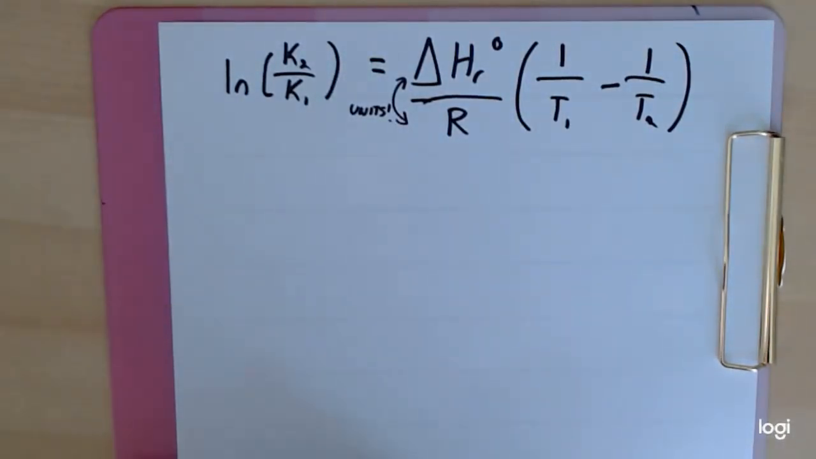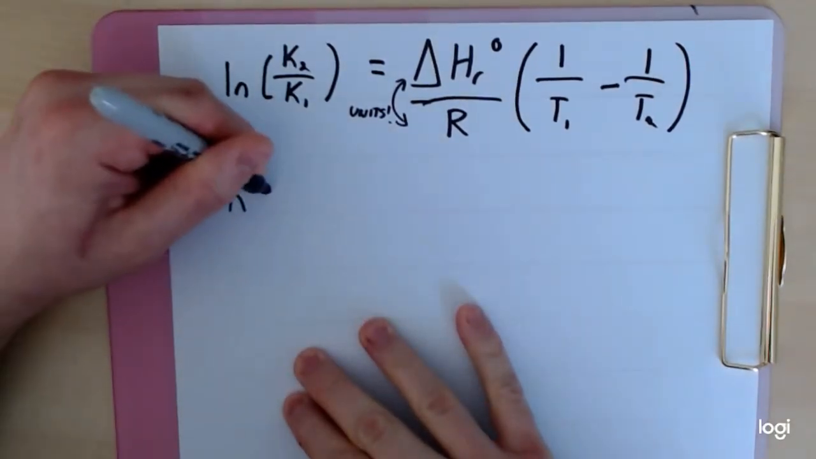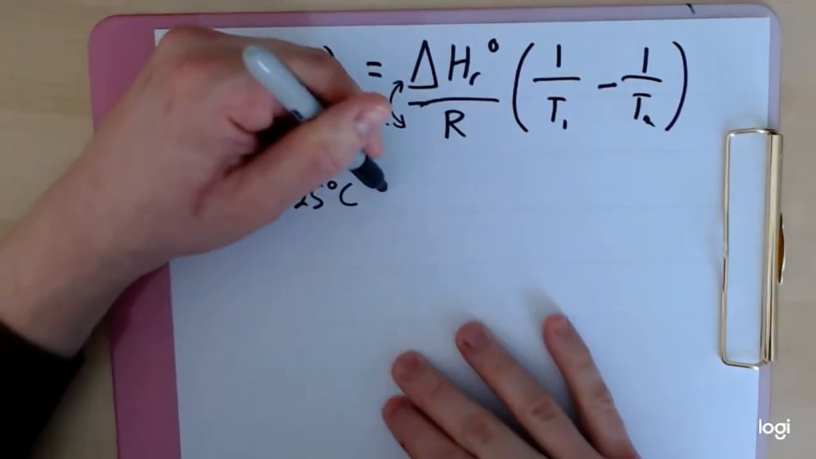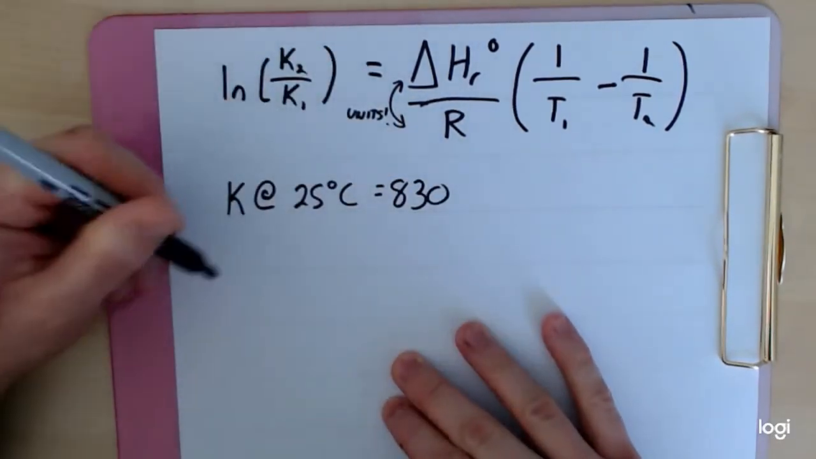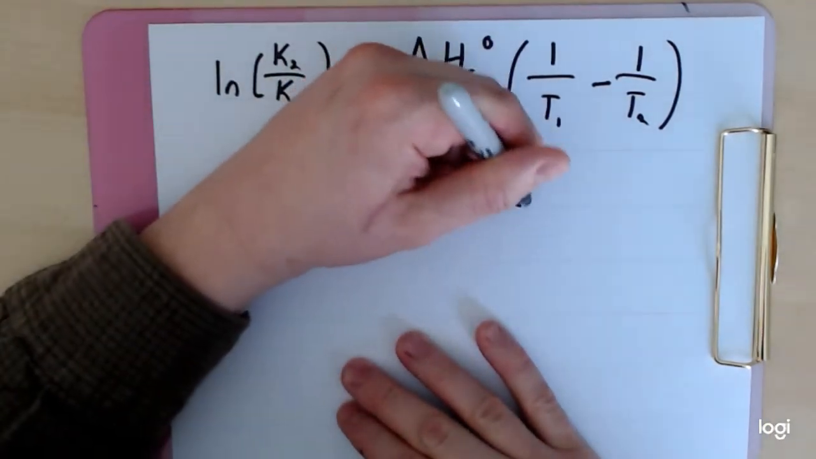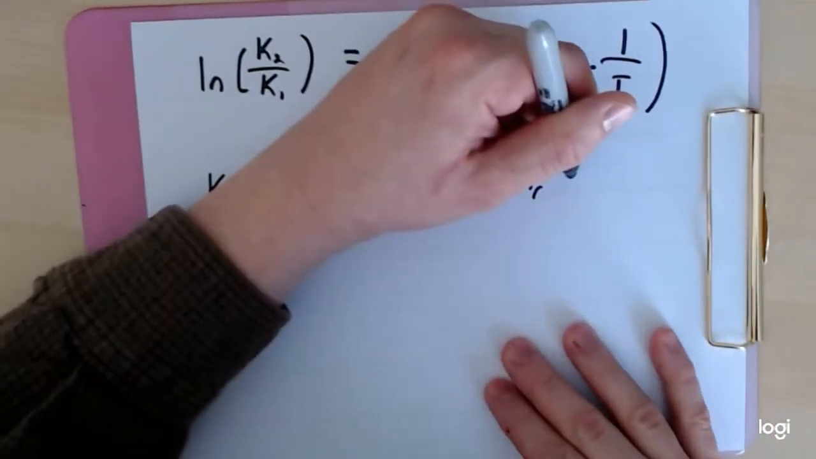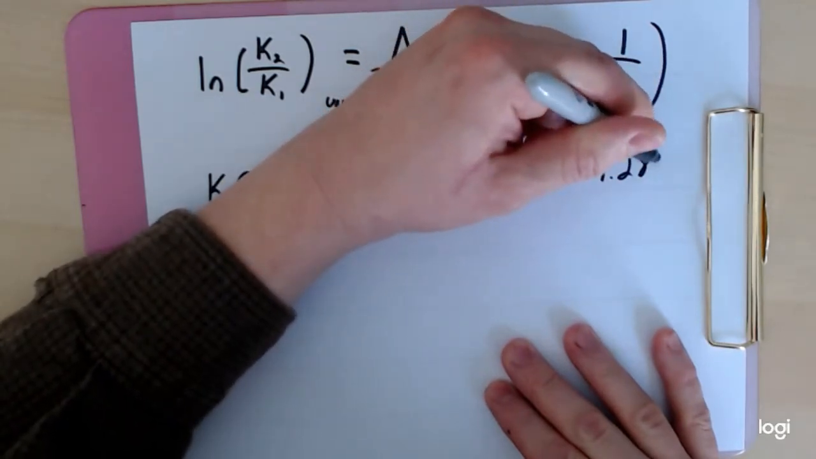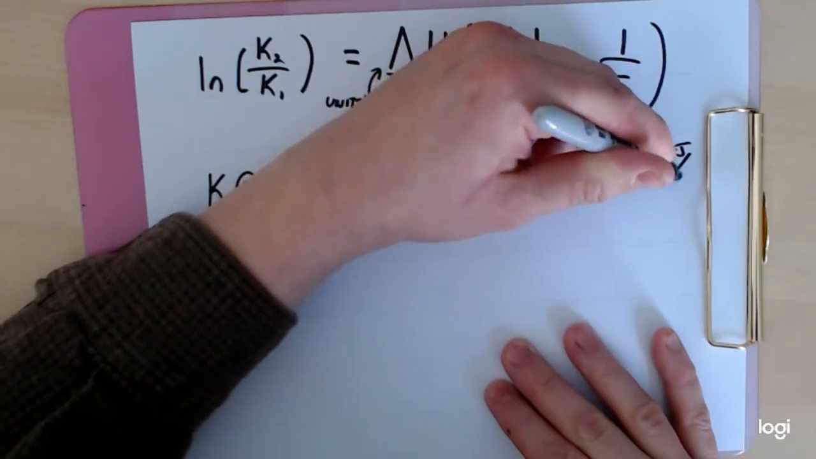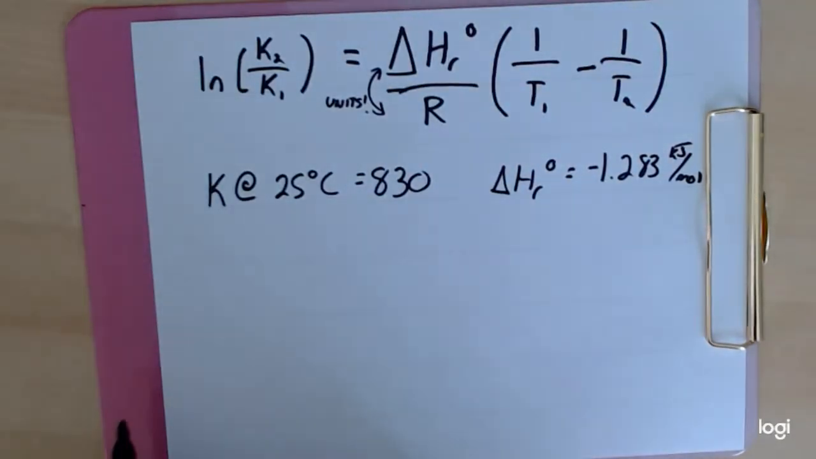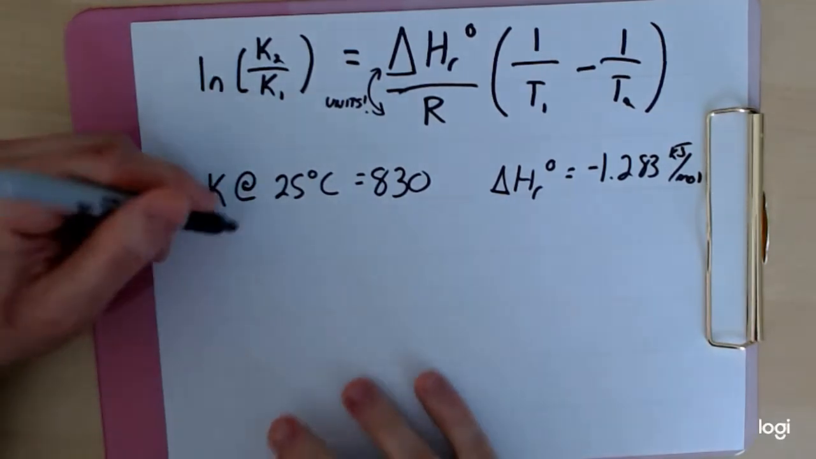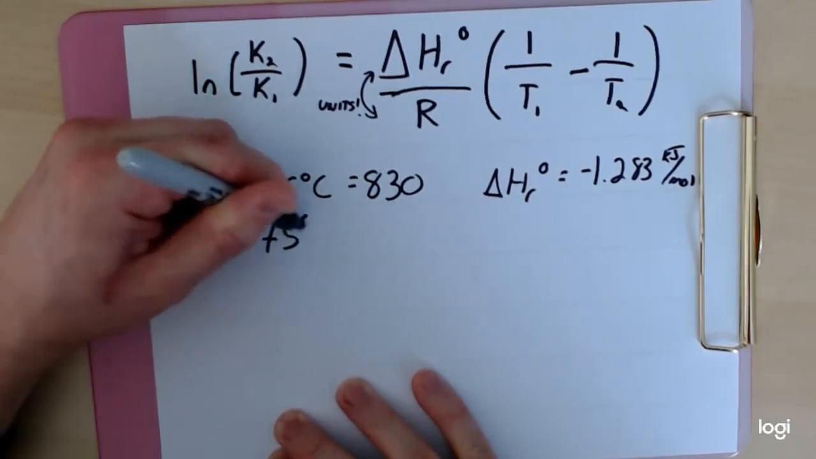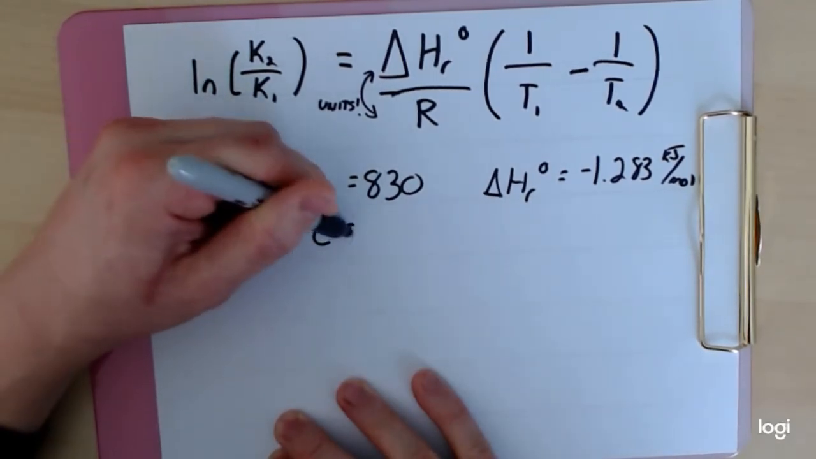Multiplied by 1 over T1, the initial temperature, minus 1 over T2, the temperature that you want to determine K for. And again, we said in the problem, K at 25 degrees Celsius was 830. And the standard enthalpy of reaction was negative 1.283 kilojoules per mole. And what we want to do is determine the K value at 75 degrees Celsius. So what is this number?